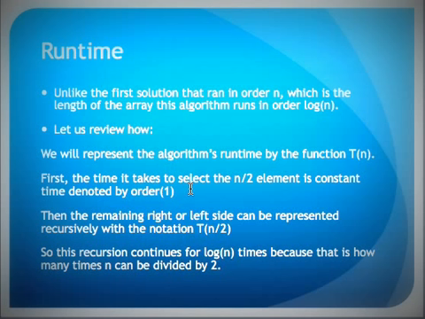Now let's think about the runtime of this algorithm. Let's call this runtime T of n, where n is the number of elements. First we have to pick a number from the array, which is constant time. It's easy to just pop out an element. And then we need to compare, and then think about the subarray, where the subarray is half the size of the original array.